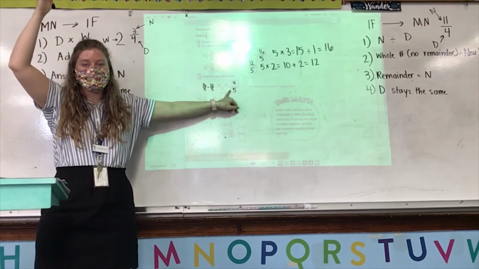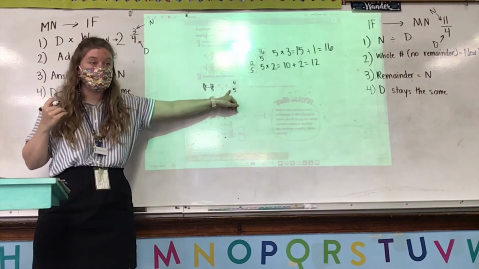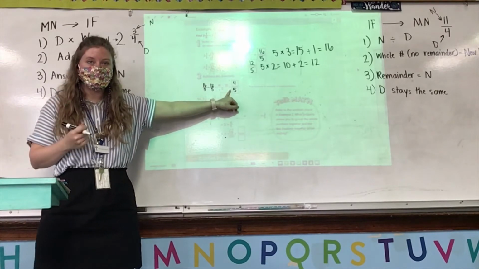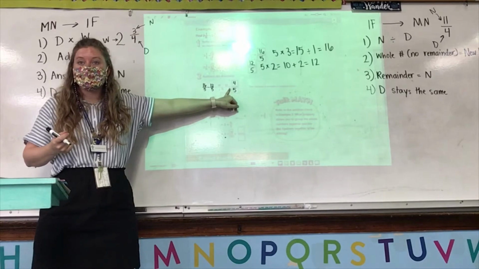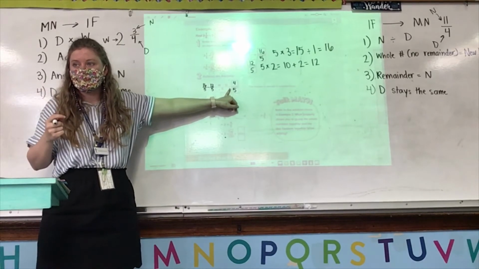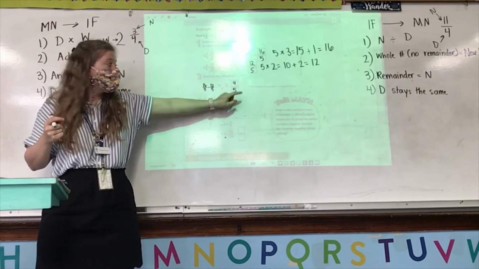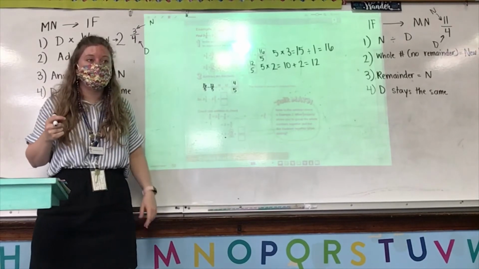Ooh, I saw a bunch of hands go up, and then as soon as I said why, they went down. If you don't know why, it's not going to help you get that answer again. We don't have to convert to a mixed number. Why? Because 4 is smaller than 5. Because our numerator is smaller than our denominator.